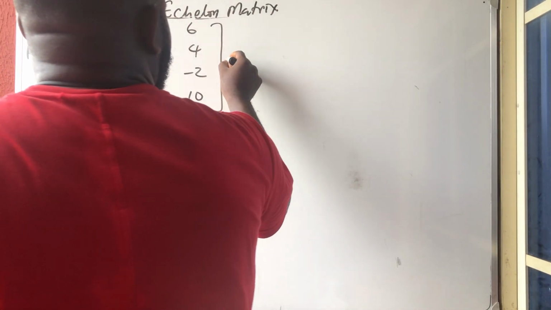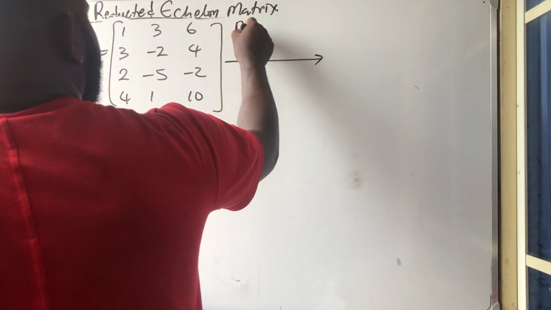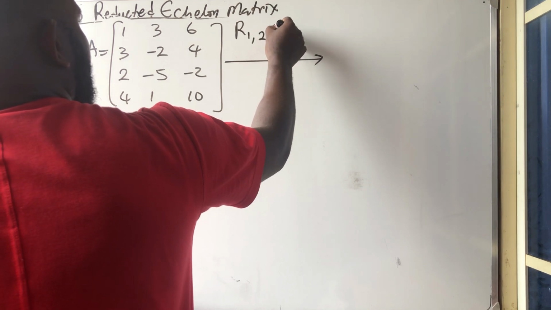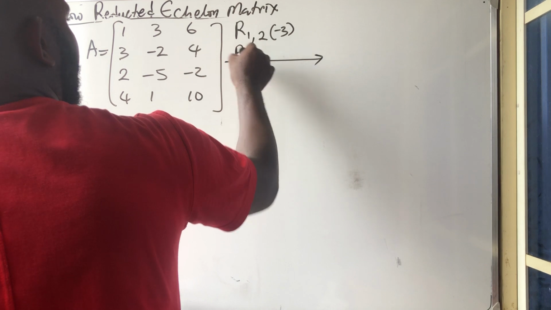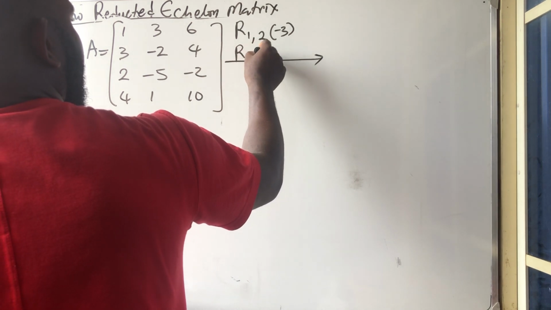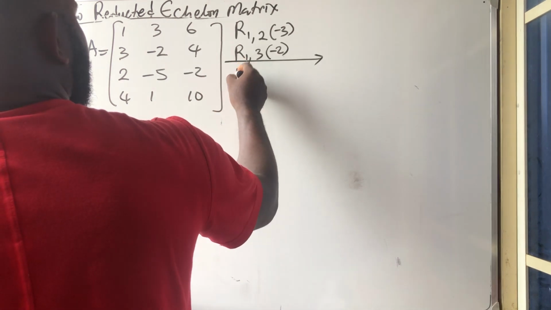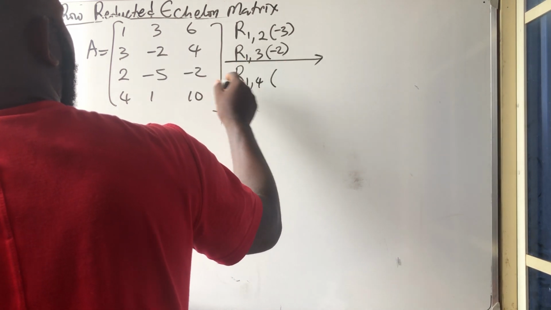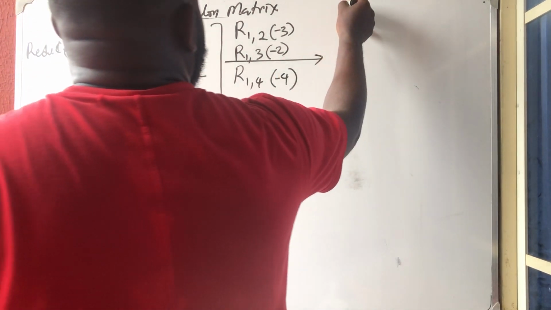So we draw our line and say that row 1, we are adding it to row 2, but before then we multiply it by minus 3. We are not done. The same row 1, we will add it to row 3, and before then we have to multiply by this. Then finally, the same row 1, we're adding it to row 4, and I'm multiplying it by what? Minus 4. So let's do that now.